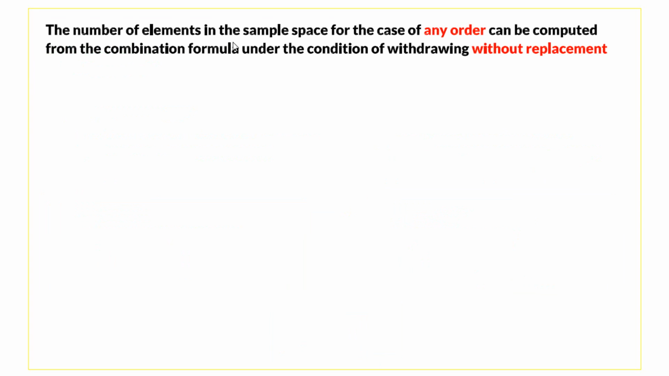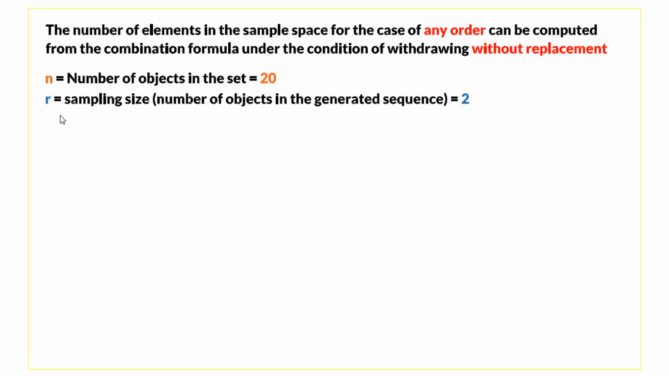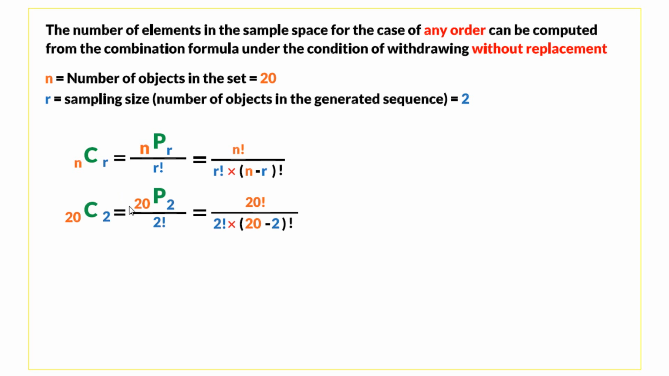So the number of elements in the sample space for the case of any order can be computed from the combination formula under the condition of withdrawing without replacement. So here we have n, the number of objects in the set, which is 20. So this is the population number, and r, the sampling size, is equal to 2. So we are picking up 2 objects out of 20 population. We substitute that in the combination formula and we get 190 possibilities or 190 outcomes.